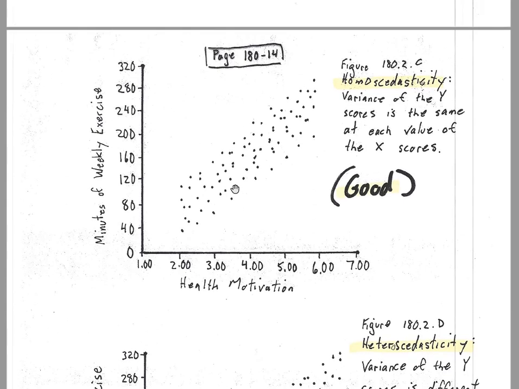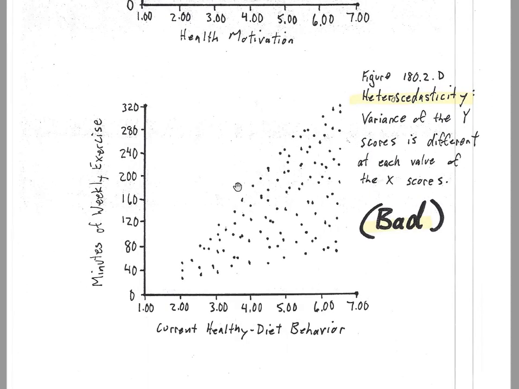What you don't want is on the bottom half of page 14. And that is heteroscedasticity. Defined that earlier, let's define it again. Heteroscedasticity means variance of the y-scores is different at each value of the x-scores. This is bad. If you've got heteroscedasticity, you don't want to compute Pearson correlation.